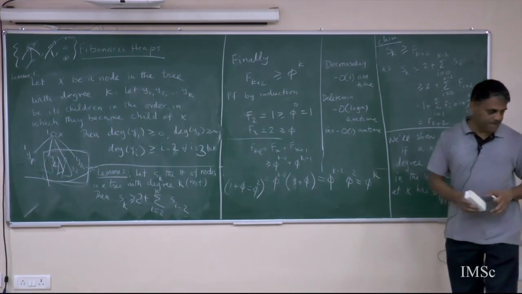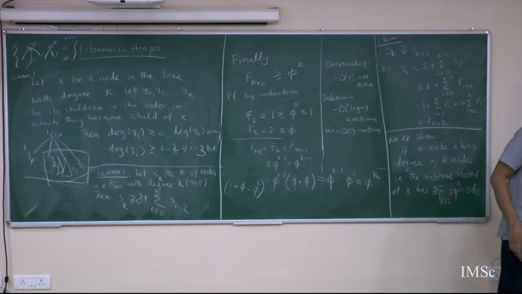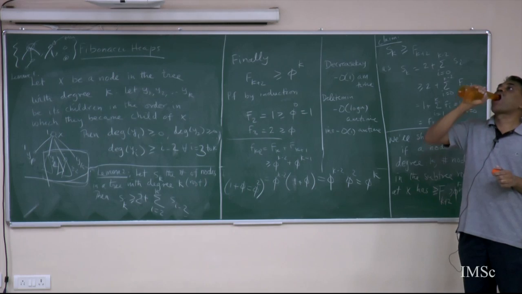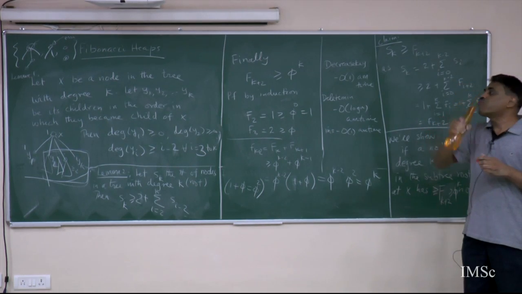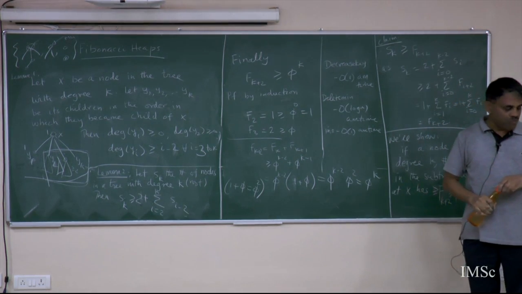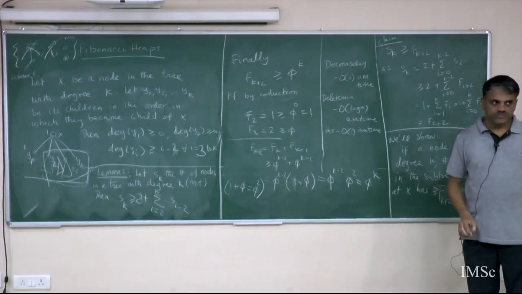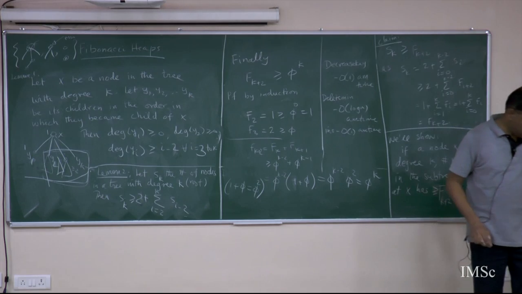Yeah, one question there. We were discussing the degree of y_i being greater than or equal to i minus 2. So you said i minus 1 previous nodes, and you said one more decrease key operation.